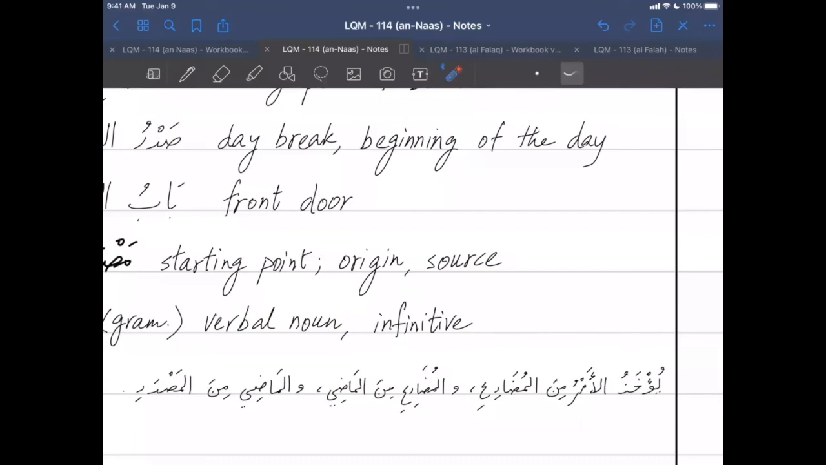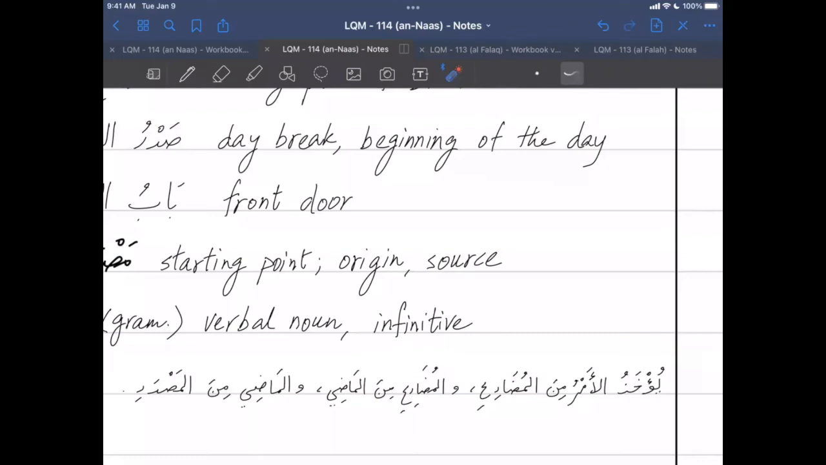يُؤْخَذُ الْأَمْرُ من المضارع. Amr is taken. أخذ يأخذ, to take. يُؤْخَذُ is مبني للمجهول, is passive voice. Amr is taken from the mudare.